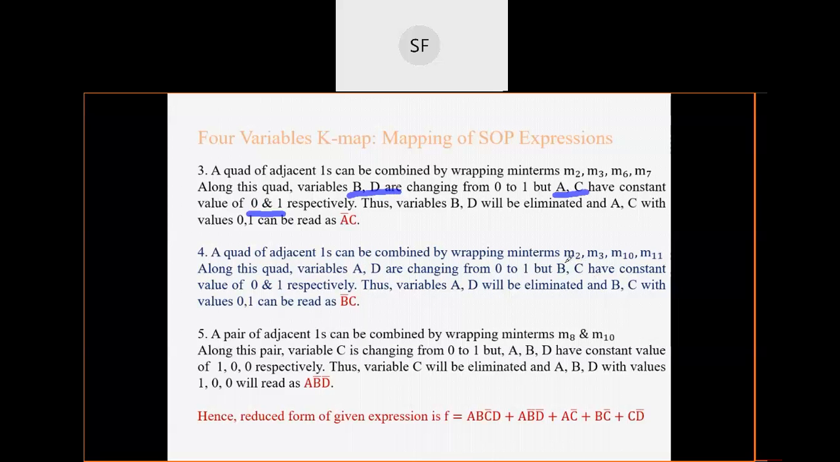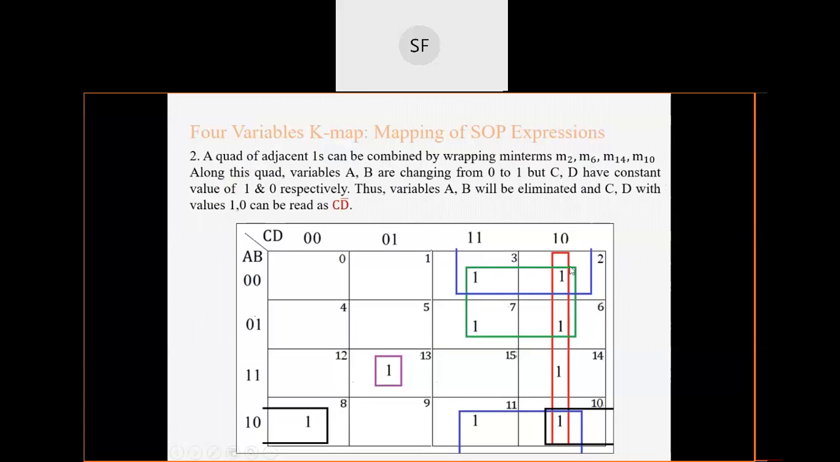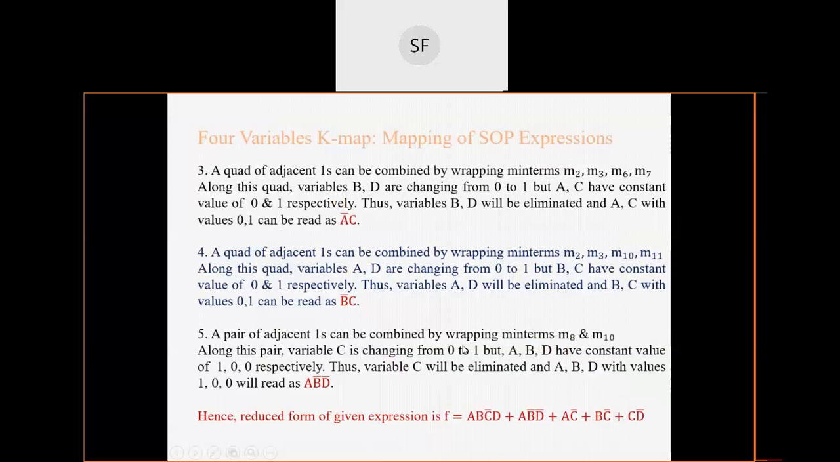Okay, next quad again M2, M3, M10 and M11. I will just show you. That quad is nothing but this blue color quad, M2, M3, M10 and M11. Kindly go through this PPT. I will again forward it to you, and from your replies I understood that you are getting this. Initially it was confusing, but now you are able to grasp it.